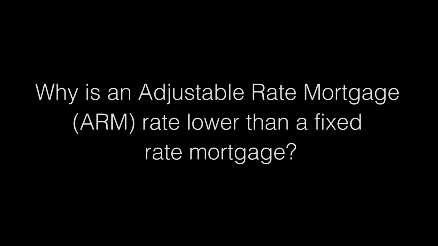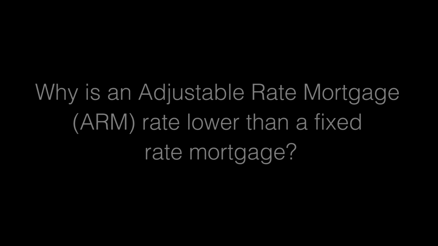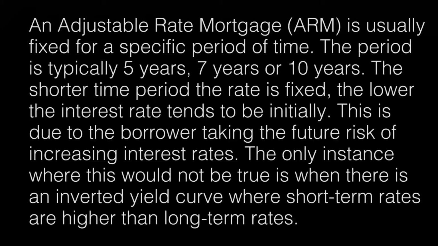Adjustable rate mortgages offer lower rates due to the shorter term of the fixed rate. When your time frame for paying a loan is shorter, as an example, you only plan on living in a home for 5 to 7 years, an ARM is a good option to consider.